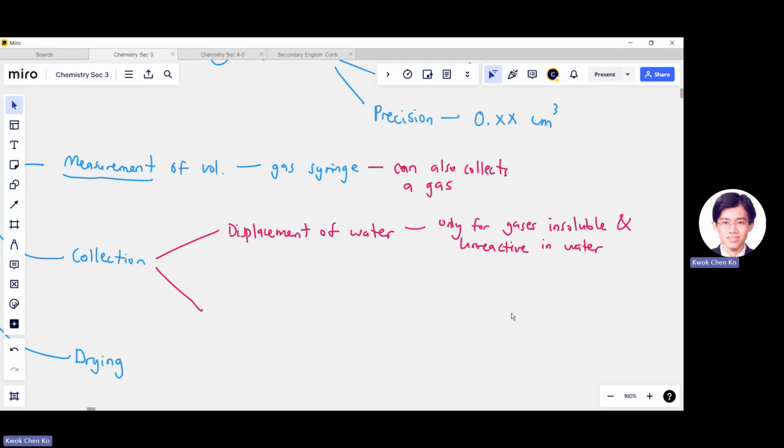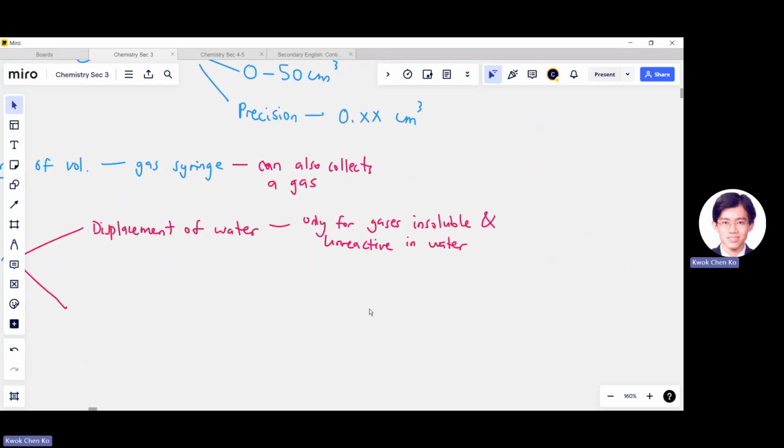Sabrina, can you remember what these gases are? Actually, I think I mentioned before, but maybe I've forgotten the trick behind it. But here I give you the answers. Basically, anytime you see O2, N2, H2, CO2, in general, they can use displacement of water.